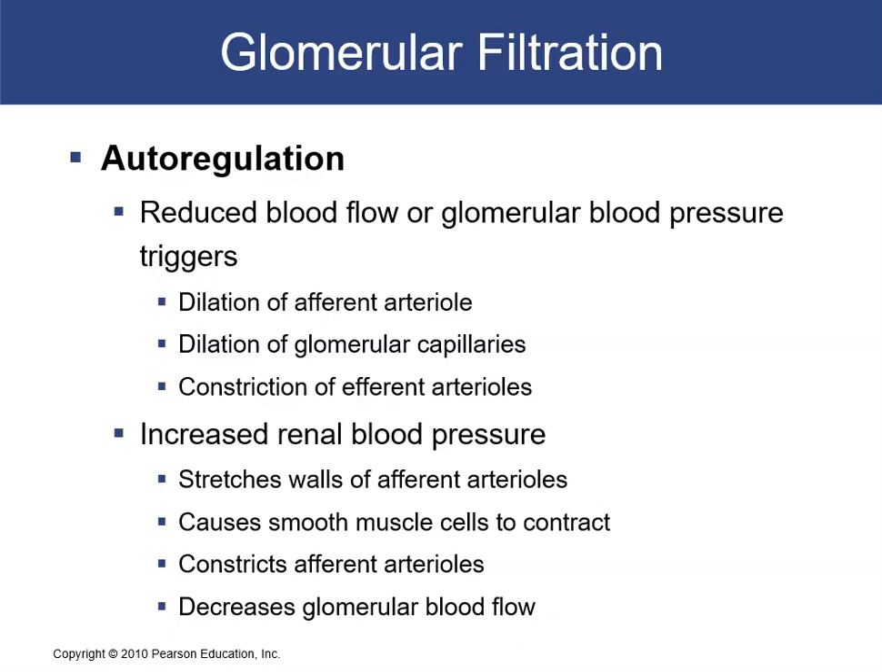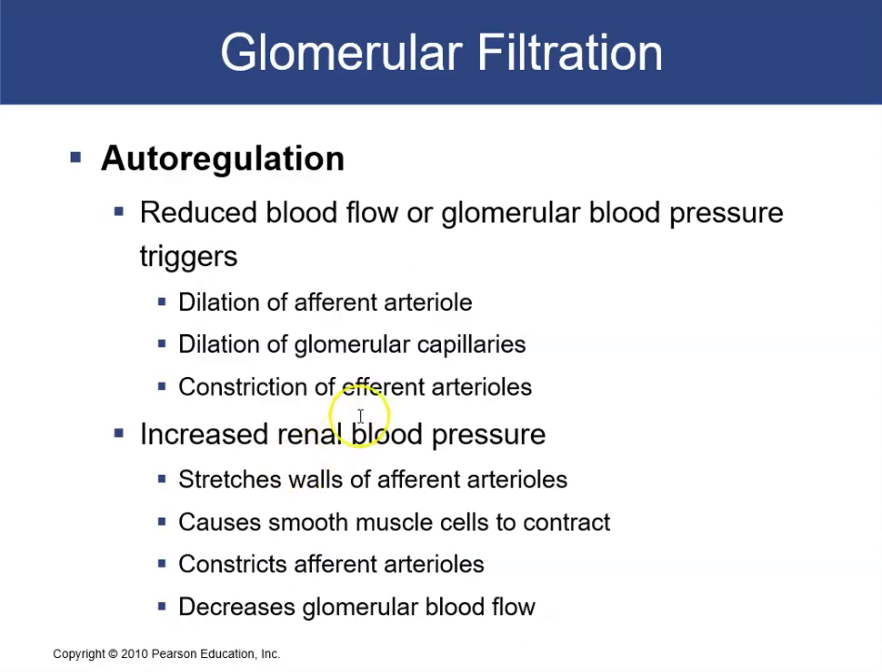Let's say, for example, there is either a reduced blood flow going into the glomerulus, or something has happened so that the glomerular blood pressure is lower than normal. This is going to affect the filtration rate, and so the blood pressure won't be high enough to generate the normal volume of urine on a daily basis. So what can we do? Autoregulation. What can be done to increase the pressure in the glomerulus?